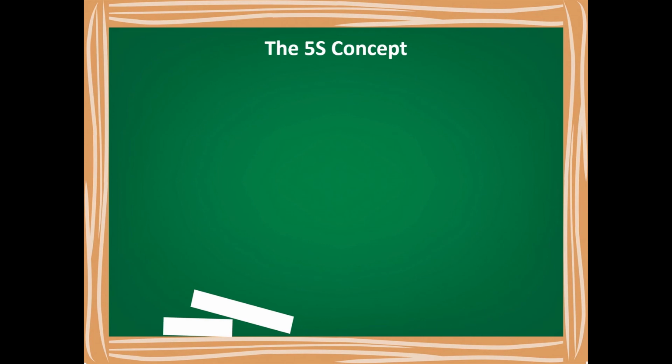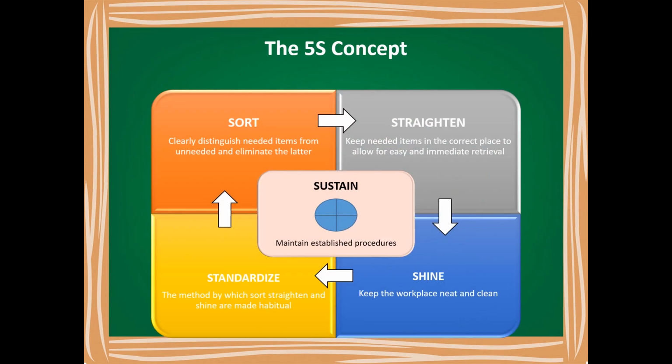The 5S concept. Sort. Clearly distinguish needed items from unneeded and eliminate the latter. Straighten. Keep needed items in the correct place to allow for easy and immediate retrieval. Shine. Keep the workplace neat and clean. Standardize. The method by which sort, straighten, and shine are made habitual. Sustain. Maintain established procedures.